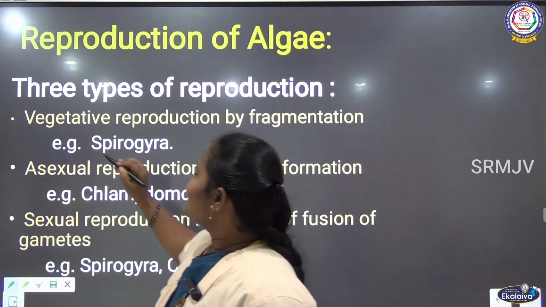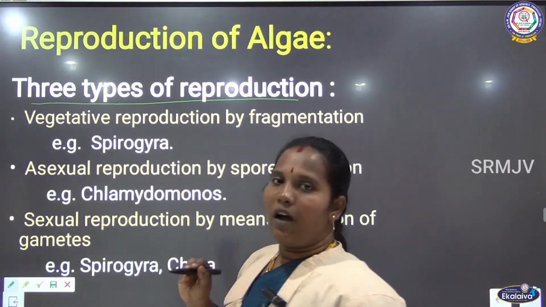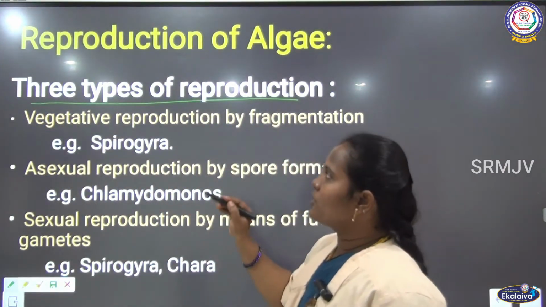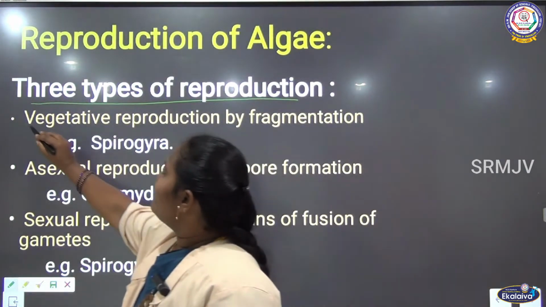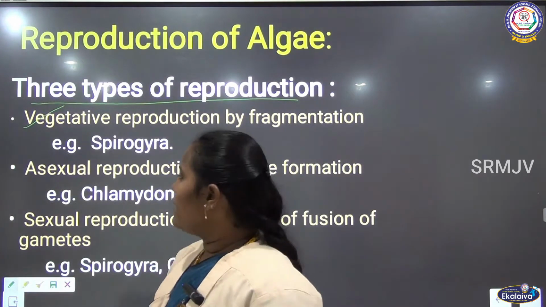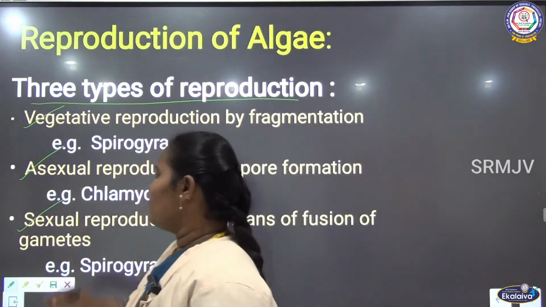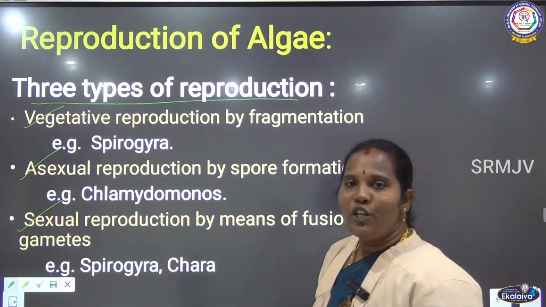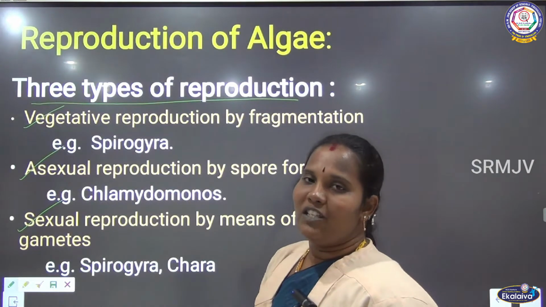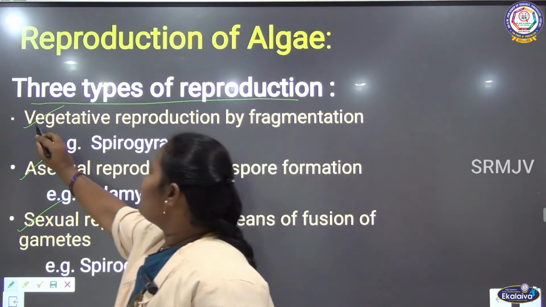See, algae have 3 types of reproduction. How many? 3 types of reproduction are there in the algae. What are the 3 types? One is vegetative reproduction, another one is asexual reproduction, and then sexual reproduction. First we have to know what vegetative means, what asexual means, and then sexual. Okay. Vegetative reproduction. What does vegetative reproduction mean?